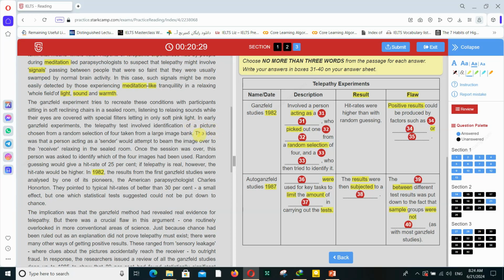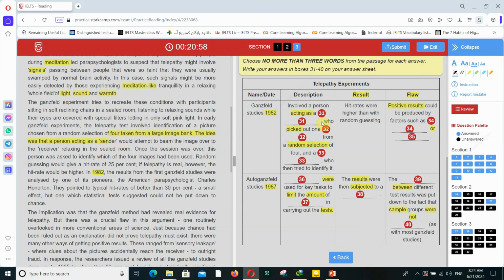The idea was that a person acting as a sender. Okay, sorry about this highlight. I don't know how to highlight here. Okay, no problem with that.